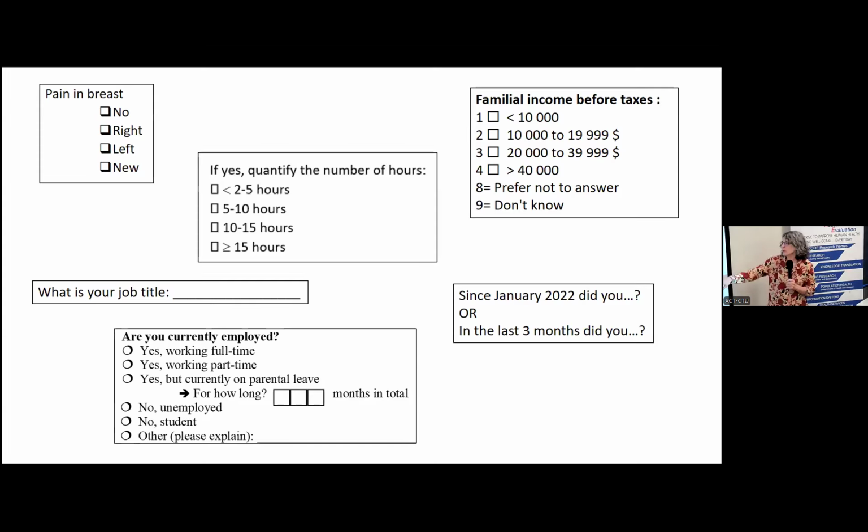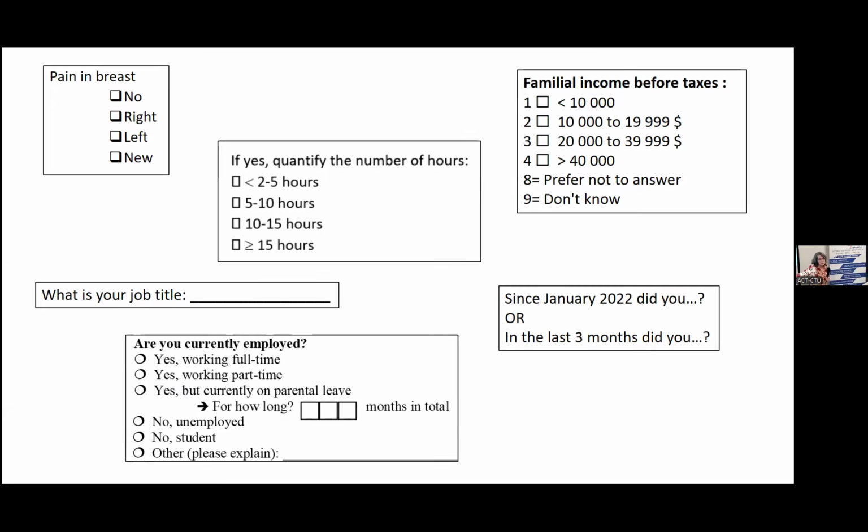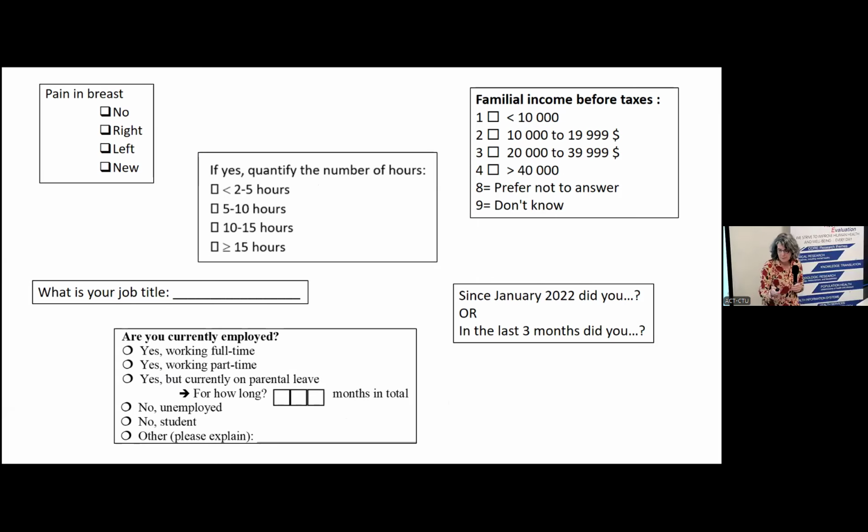And perhaps the last one, the timing as well. In the last month or since January, if the recruitment is done through a year, you don't ask since January, because for your first participant it will be 1 month, but for participant 100, it will be 6 months in January.